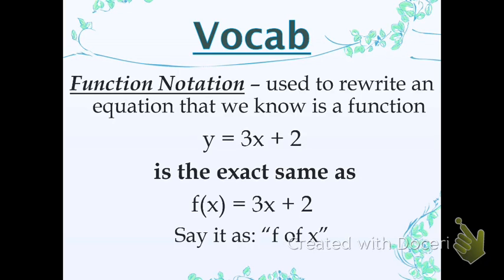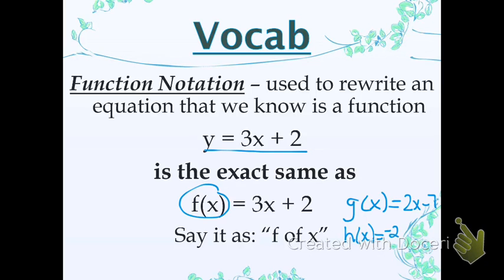The reason someone would want to do this is that eventually we're going to be working with many functions at the same time, and instead of having something like y equals 3x plus 2 and y equals 2x plus 7 and y equals 5x minus 8, you can name them f of x, and then another one could be g of x, and then another one could be h of x. And that would make it easier to differentiate between the different functions.